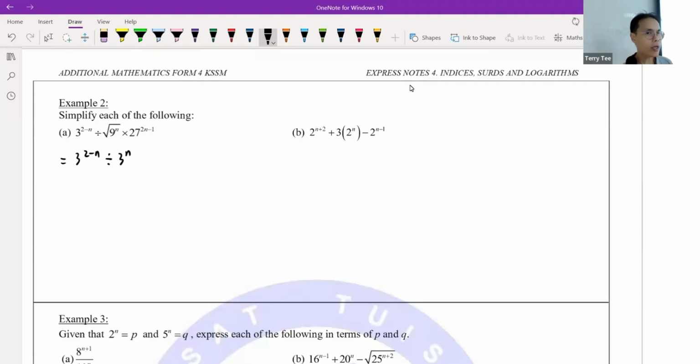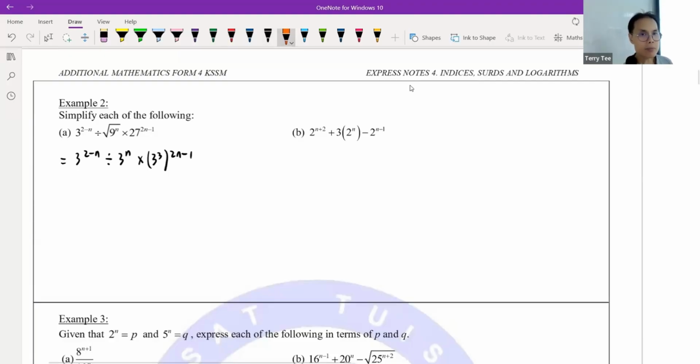Now, for those who wonder why we can do that directly, square root means power half. 9 to the n itself means 3 power 2n. When you square root, power half, you can cancel it. Immediately, you can write this as 3 power n. So how about this 27? 27 is 3 power 3. There's a 2n minus 1.